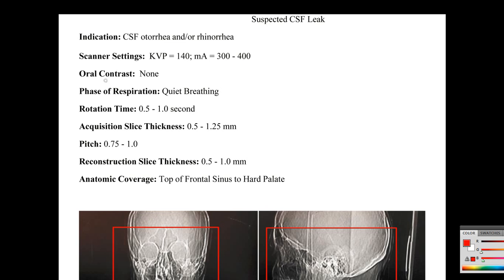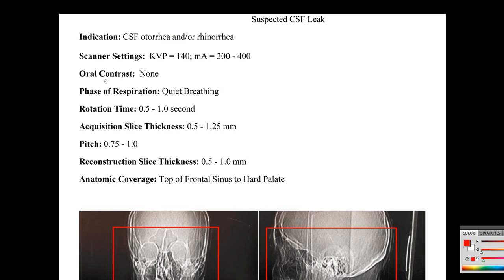This scan is almost debatable whether it applies to the brain or it applies to the neck, and so we'll include it with the neck, but it's possible that this could apply simply to the brain as well. And this is for a suspected cerebrospinal fluid leak. An indication is cerebrospinal fluid otorrhea and/or rhinorrhea.